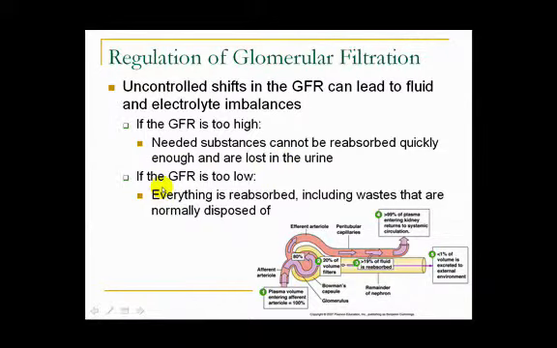If the glomerular filtration rate is too low, that means that the filtrate's moving very slowly through the nephron. Well, what can happen is everything gets reabsorbed. And this includes waste products like urea or your nitrogen-containing waste that you want to get rid of. If it sits there too long, you eventually reabsorb it. And that can be problematic. Point here, kidneys are concerned with controlling this glomerular filtration rate. You don't want it to be too fast. You don't want it to be too slow.